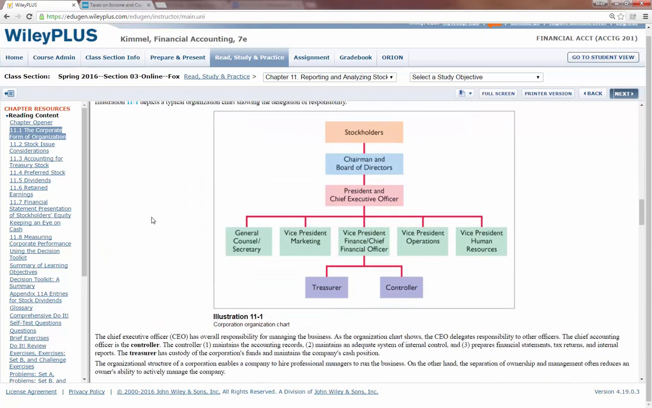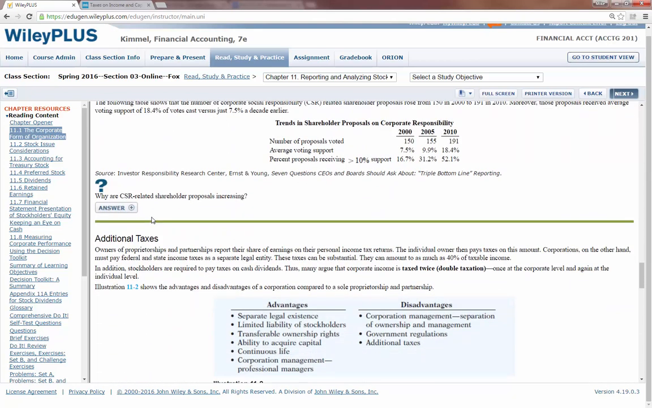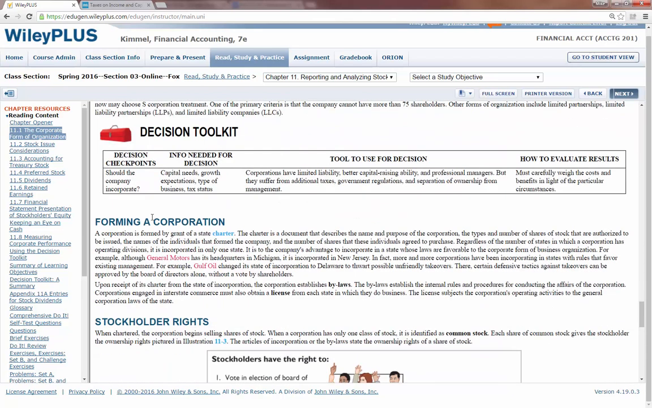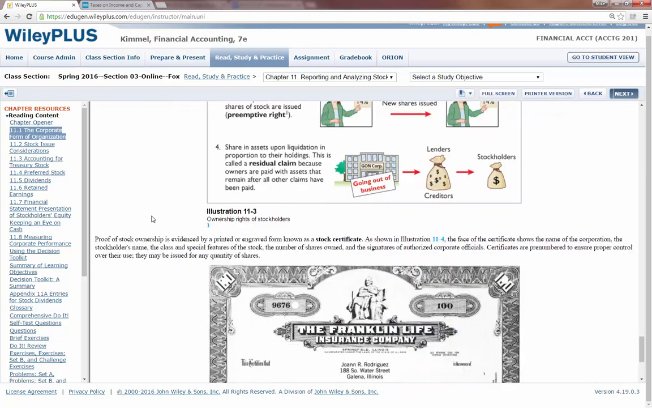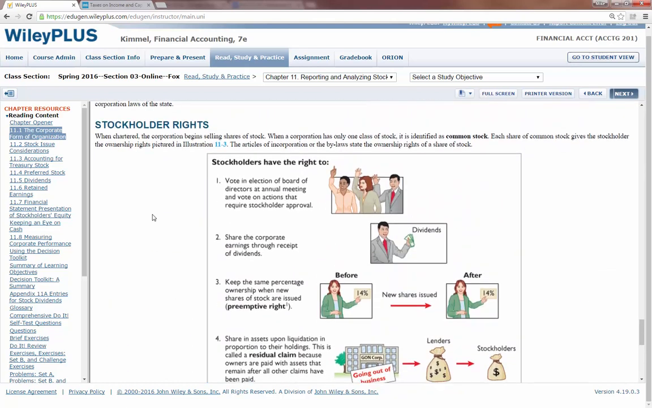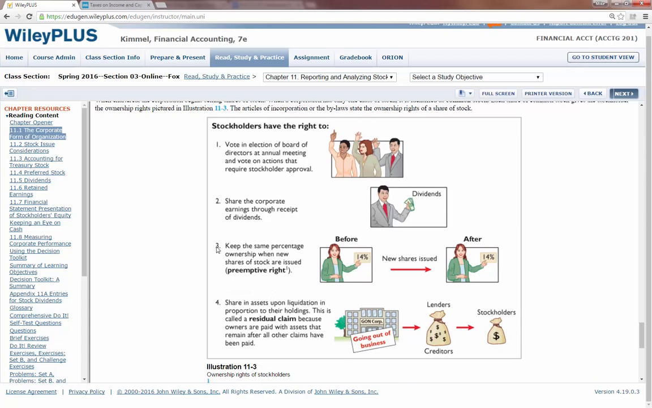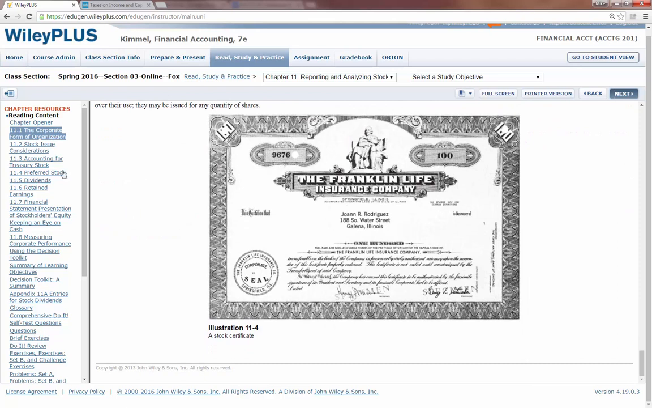So make sure you understand that list and understand each section. Also the disadvantages. Stockholder rights, again, anytime there's these numbered lists, those make easy questions. So when it says stockholders have the right to, 1, 2, 3, 4, those are things you should know. You're going to see test questions almost guaranteed.